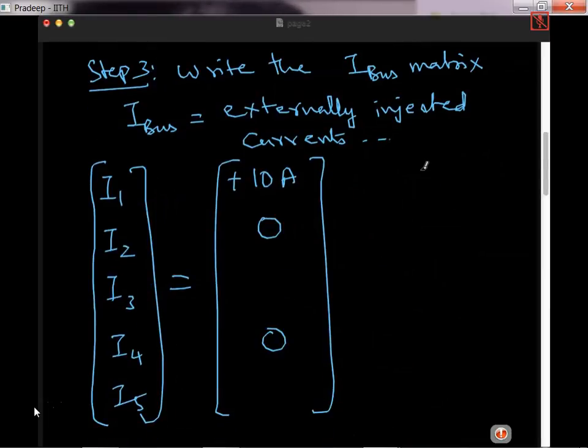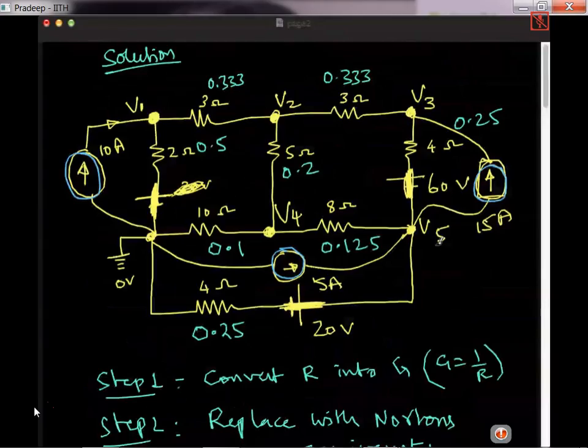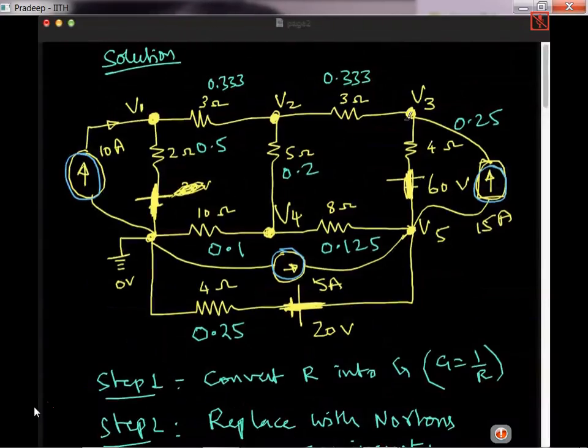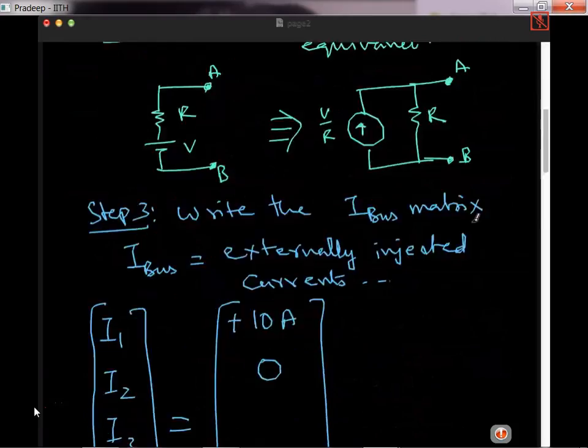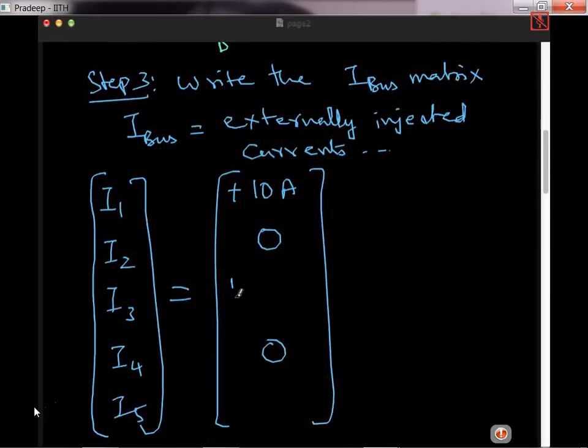Now let's look at I3. Now go back here. At node 3, externally 15 amperes is entering into the node 3. So 15 amperes entering into node 3 from outside. So that's why I will write 15 amperes here, plus 15 amperes.